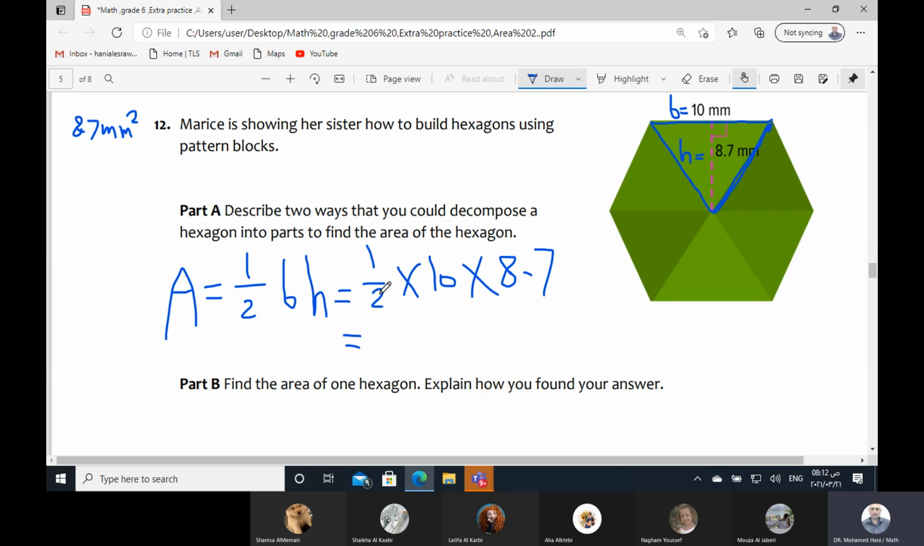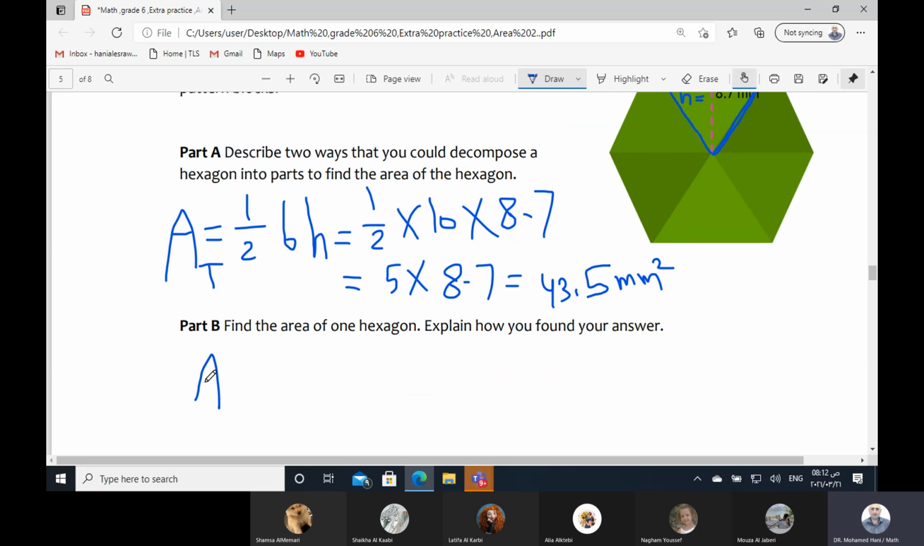10 times 1, 10, divided by 2 will be 5, times 8.7 will be 43.5 millimeter squared. This is the area of the triangle.